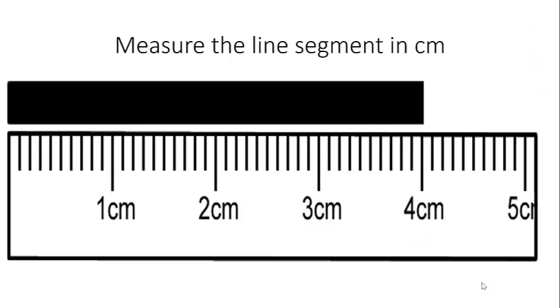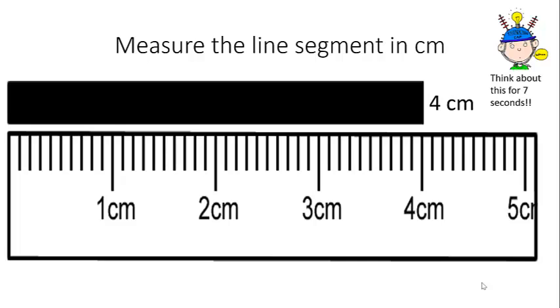Now let's practice actually measuring with a meter stick. Let's take a look at this picture. Here we have a picture of what is a part of a meter stick. Go ahead and measure how long that black line is. I want you to think about this for about 7 seconds. If you're thinking that the black line is about 4 centimeters long, you are correct.